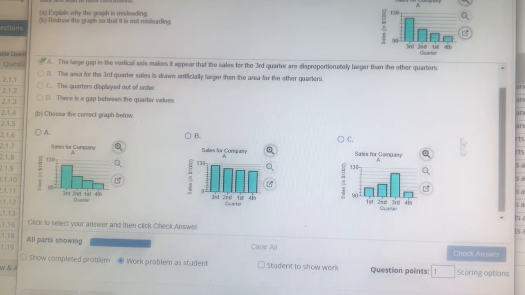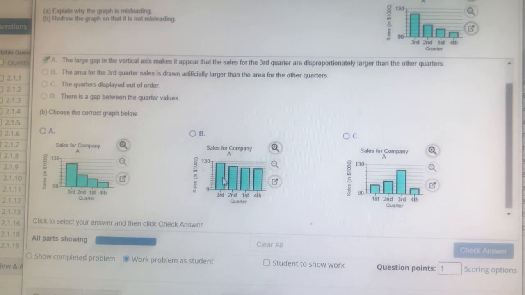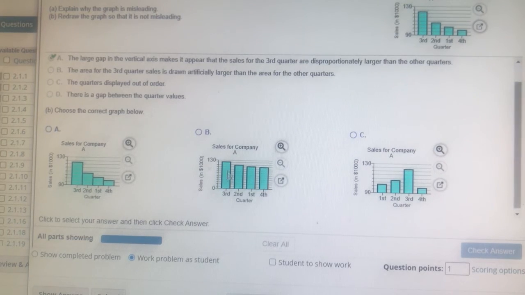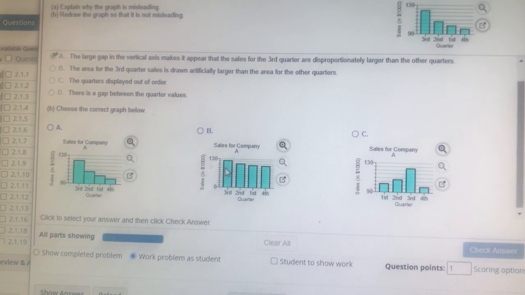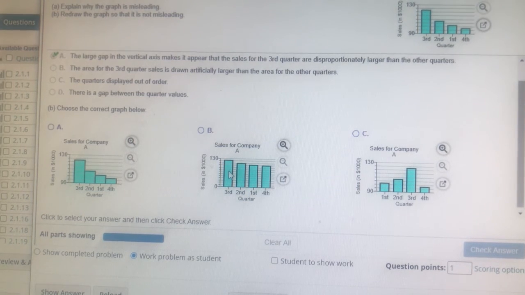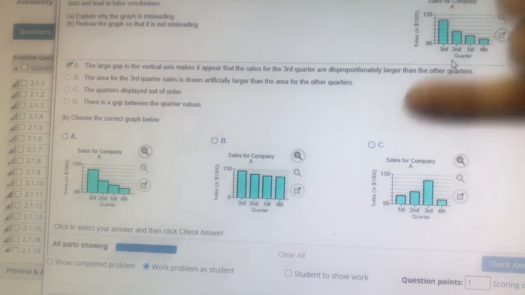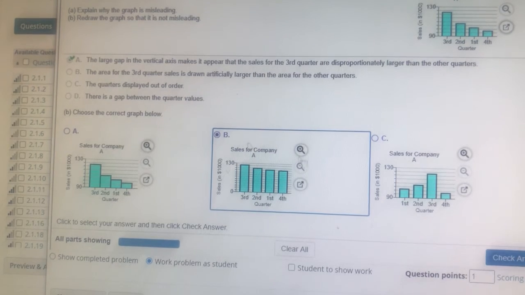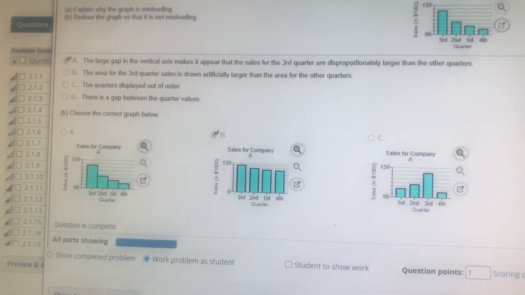Now, if you look at it, this starts at 90, this starts at 90. Here it is right here. See, it starts at 0. And if you look at it now from 0, it's not really that much more. Third quarter is really not that much more than fourth quarter. In this misleading graph, it looks like it's just triple, when really it's not that much difference. So the answer is B right here. That's how misleading graphs can be.